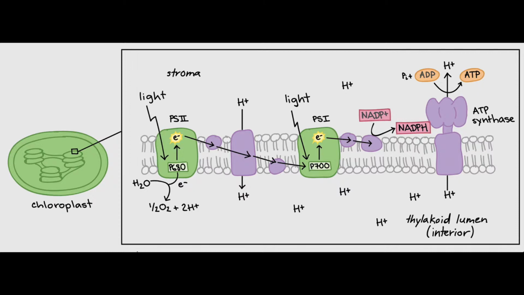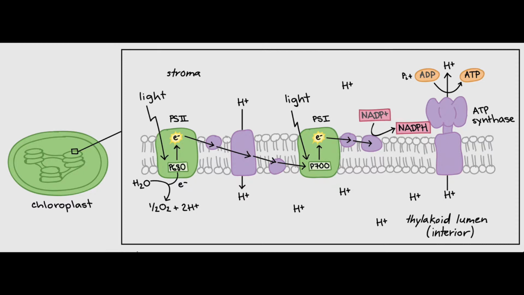The high energy electrons are transferred down the electron transport chain where they become more stable. Energy is being released and used to pump hydrogen ions from the stroma into the thylakoid lumen, forming a proton gradient. Hydrogen cations go down the gradient into an ATP synthase enzyme to convert ADP to ATP through photophosphorylation.